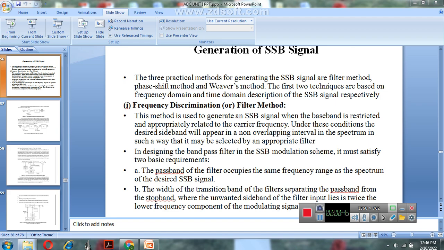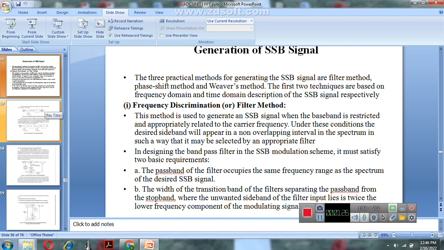In designing the band pass filter in SSB modulation, it must satisfy two basic requirements. First, the pass band of the filter occupies the same frequency range as the spectrum of the desired SSB signal. And second, the width of the transition band of the filter, separating the pass band from the stop band, is such that the unwanted sideband of the filter input lies at twice the lowest frequency component of the modulating signal. So these two basic requirements must be satisfied for the generation of SSB signal.